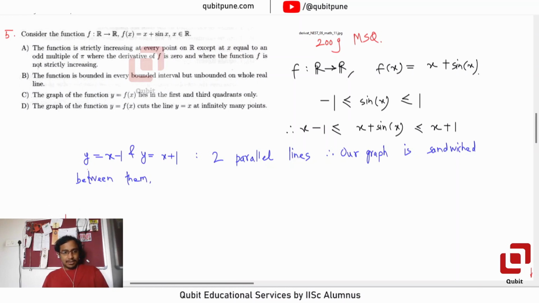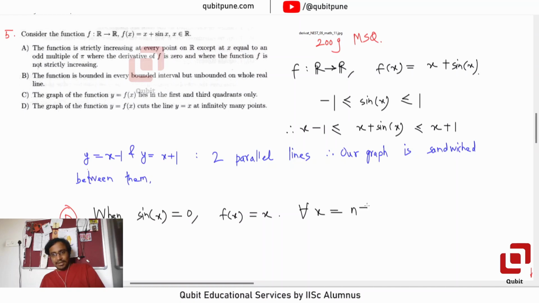Option D. Now look, whenever sin x is 0, I can say that f of x is equal to x. This is true for all x which are integral multiples of pi. So the graph is going to cut the line y equal to x at infinitely many points. We actually know them, where x is n pi and y will also be n pi. So option D is correct.